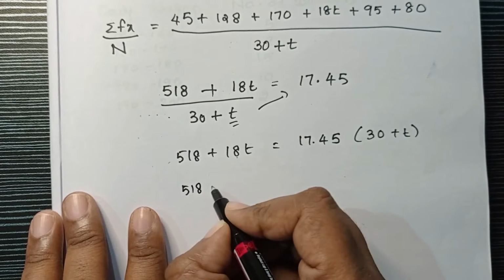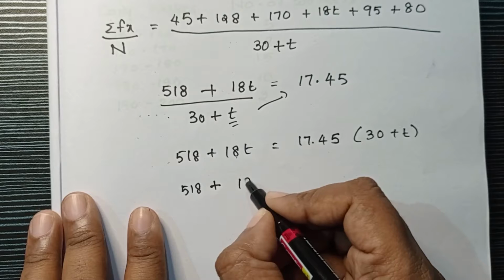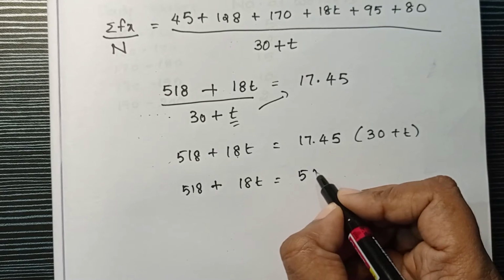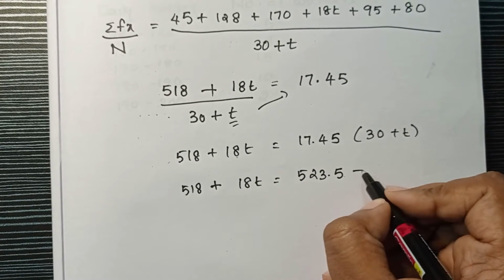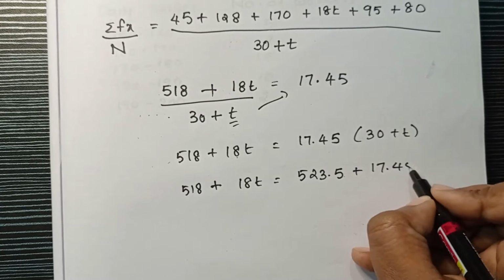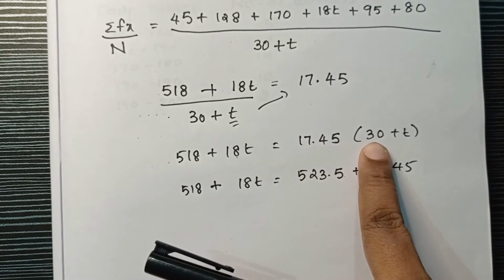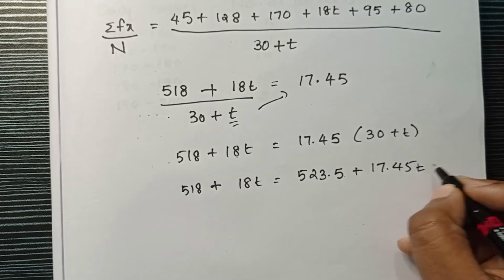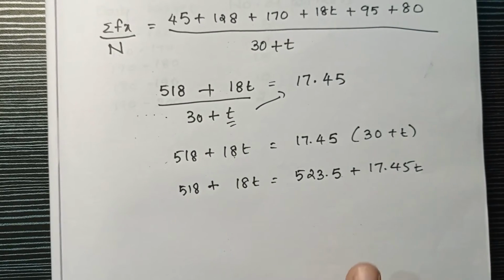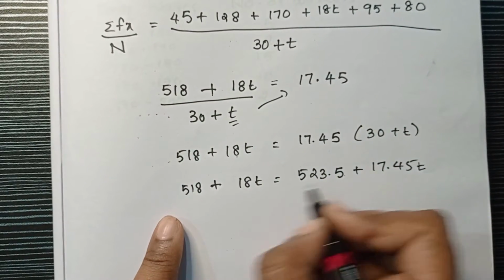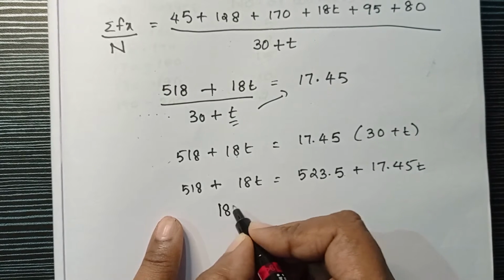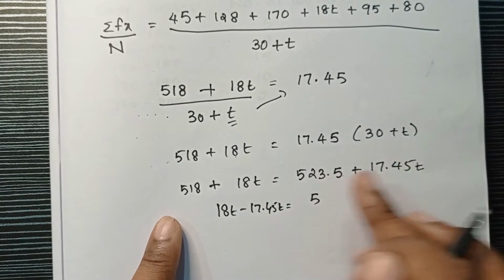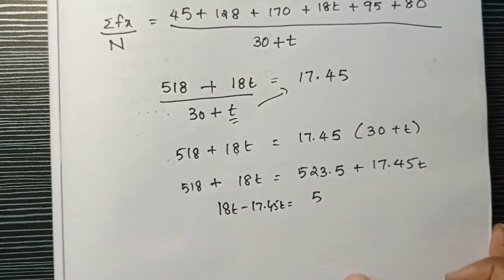Now 518 plus 18t equal to, I'm not wasting time on calculation, I'm just going to write the values. 523.5 plus 17.45 into t. How did I get 523.5? 17.45 into 30, so that is 523.5, plus 17.45t, which will remain as it is. So once you subtract this value, we can write 18t minus 17.45t equal to, I've just taken this value here and I've just taken this value here. Okay.